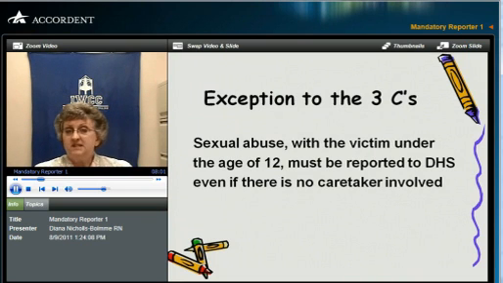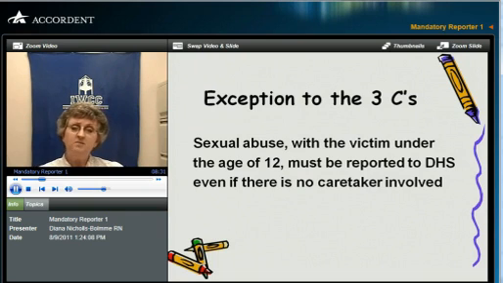And then there's an exception. Unfortunately, a lot of times when any type of a law is written, somebody is going to make an exception to it. And this one literally makes no sense. You have to have 3 C's. You have to have a child, a caretaker, and a circumstance. Unless you have a child that is under the age of 12 and they are sexually assaulted and there's no caretaker, it still is child abuse. If the child is 12 and over and there's no caretaker, it isn't.